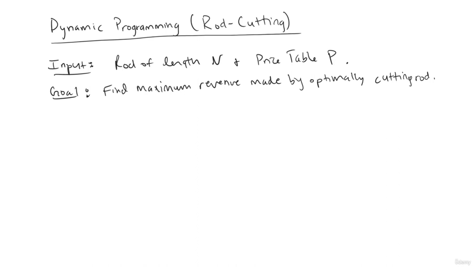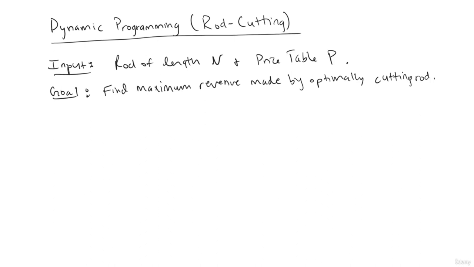What you're given as input is a rod. It could be a steel rod of length N, right? It has some length. And you're given some price table P that's going to tell you how much money you can get for selling a rod of a particular length. And so your goal with this algorithm is to find the maximum revenue made by optimally cutting this rod.